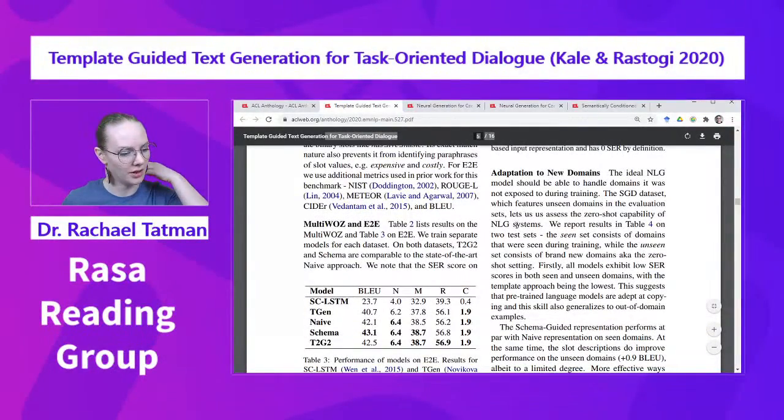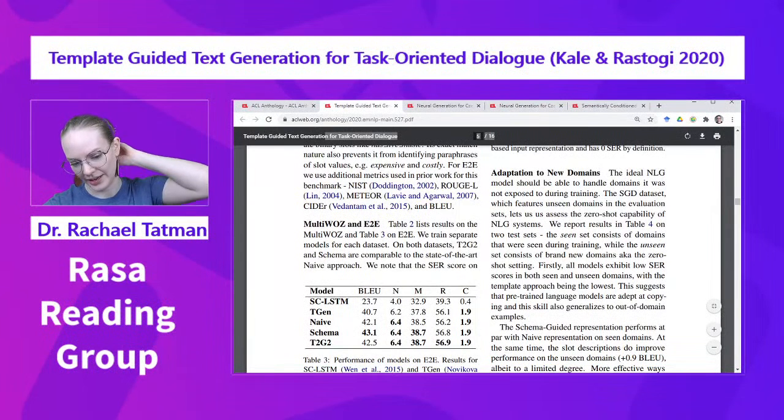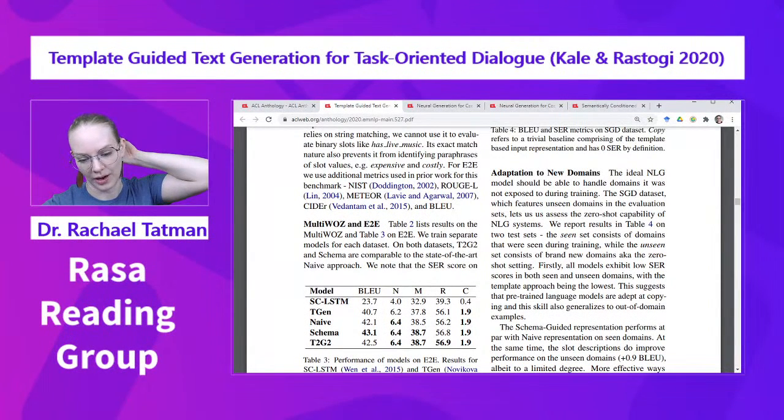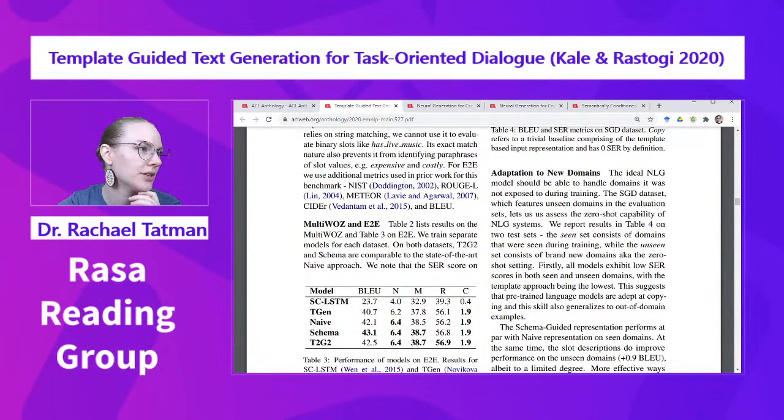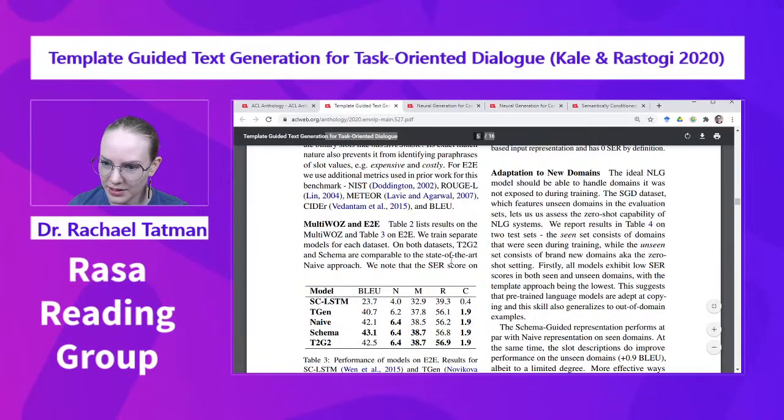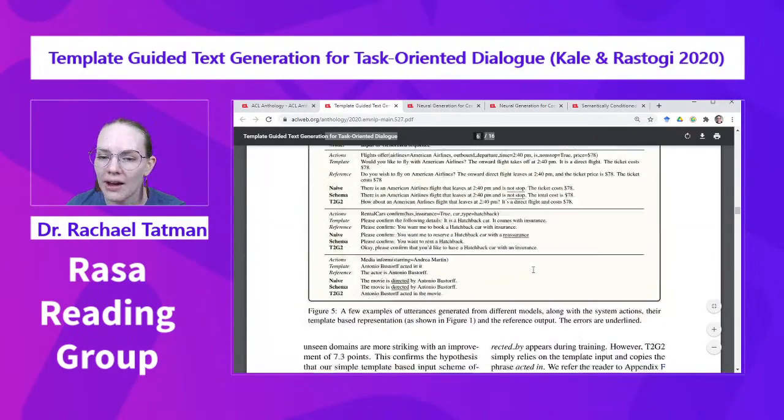Adapting to new domains. This is the thing that they are really excited about in this paper: they want to be able to have a single system that works for a lot of different domains. Handling a lot of different domains. We report the results in table 4, seen and unseen. Oh yeah, I remember this.